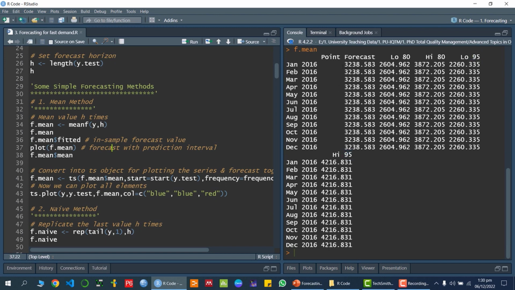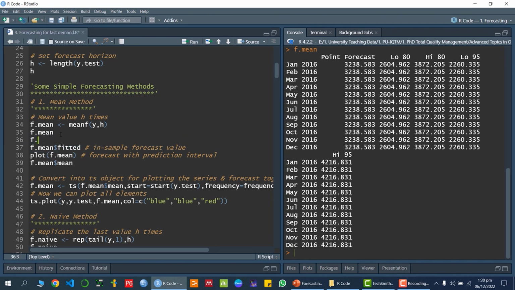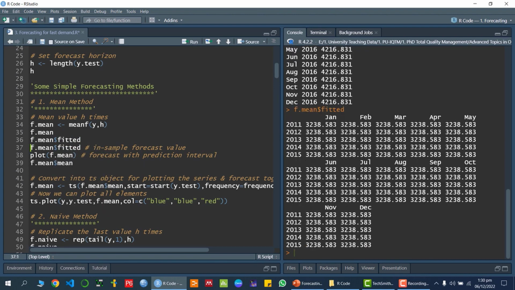If I want to see only the fitted values against January 2011 to December 2015, that is basically the in-sample forecasted values, I can use f$fitted. So here we have what kind of method we are applying, and what the levels are. Levels means the confidence levels. Then over here you can find the fitted values. If I run this particular command, you will get the fitted values, or you can say the forecasted values against the training data set.